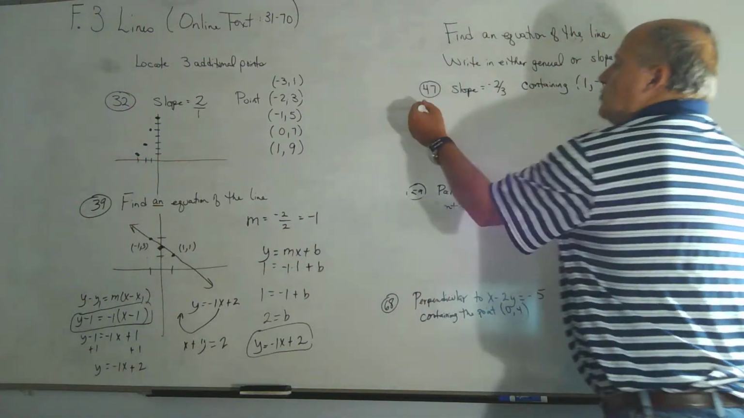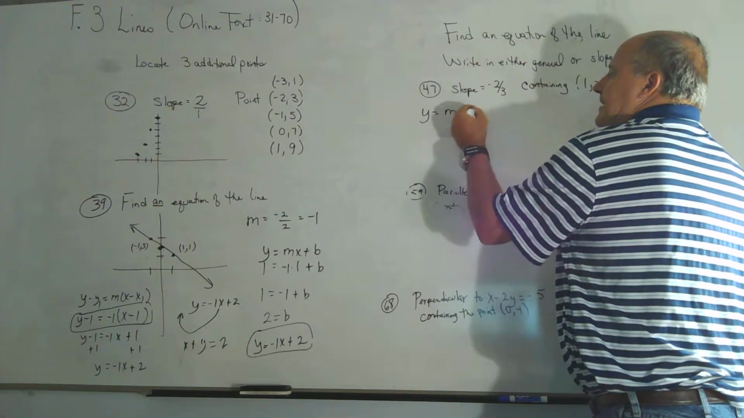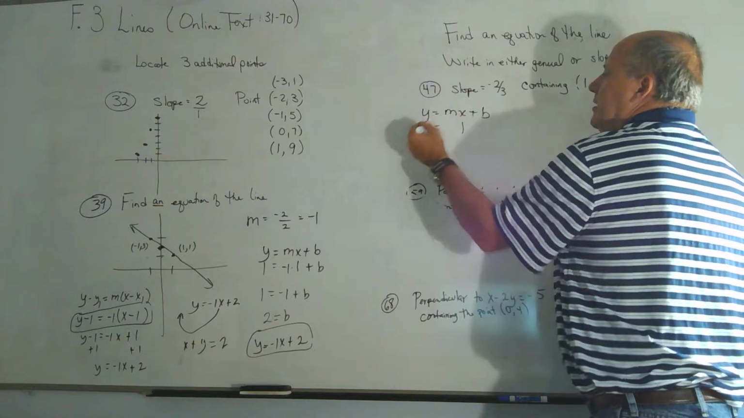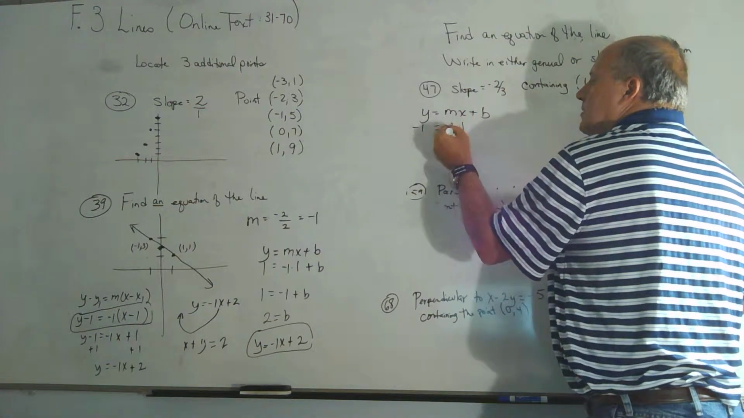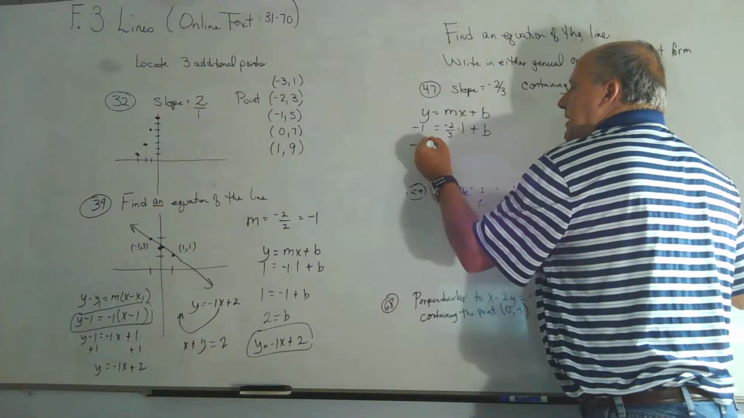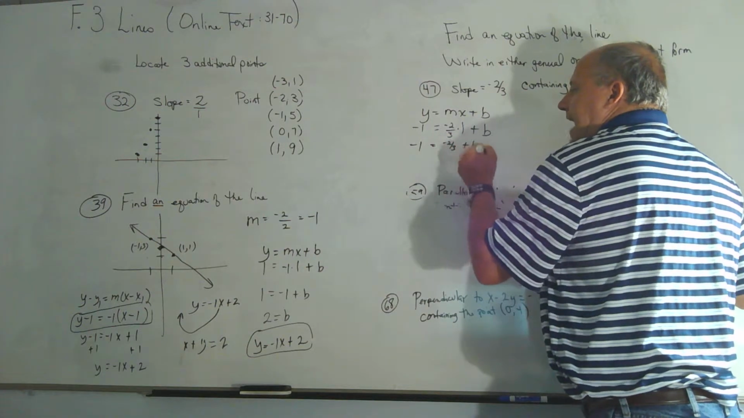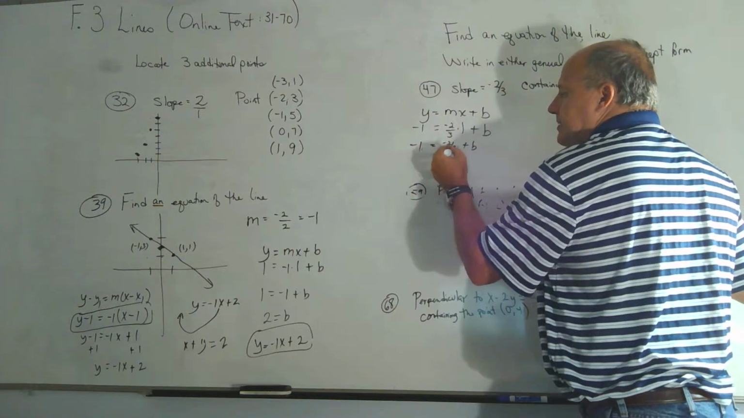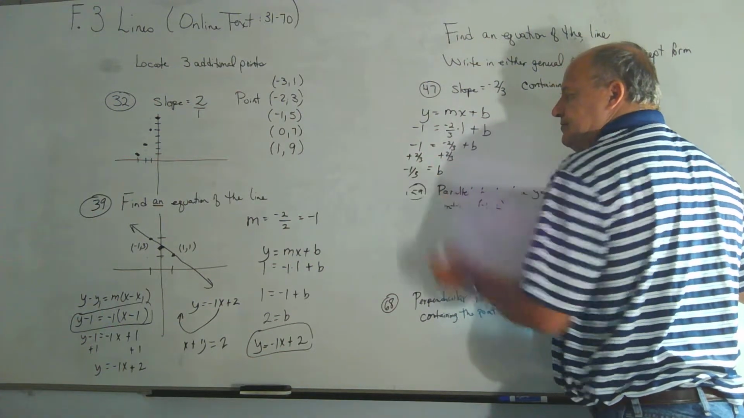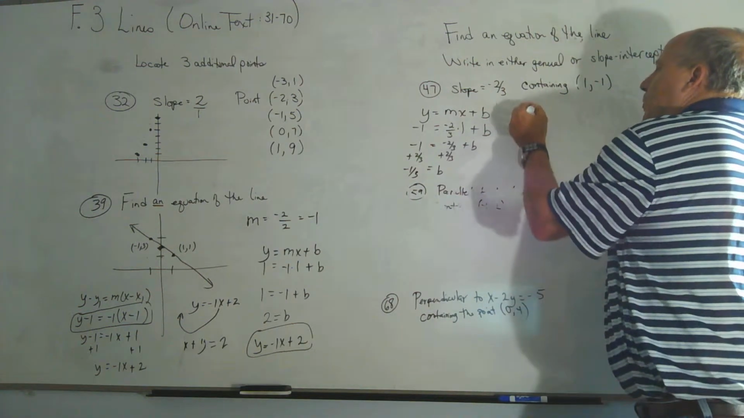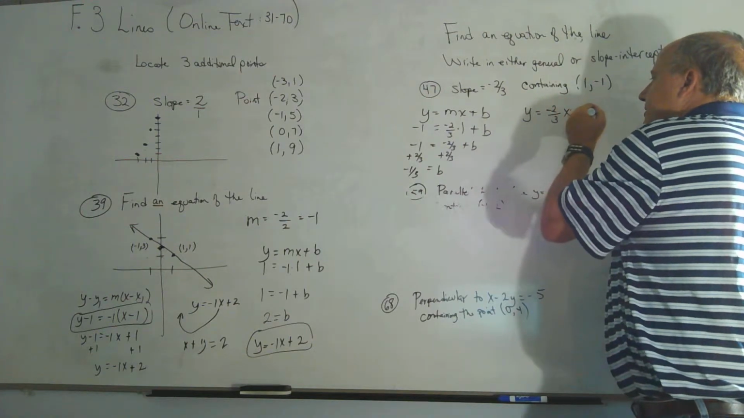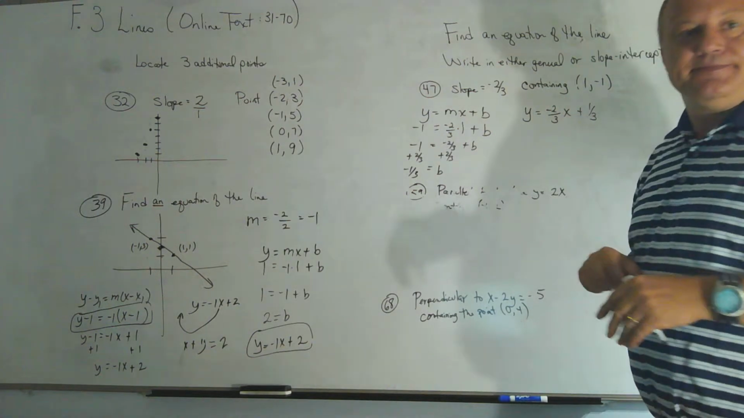So what I'll do is y equals mx plus b. Put the x coordinate in, put the y coordinate in, put the slope in, plus b. And so it'll be negative 1 equals negative 2/3 plus b. Add 2/3 to this side, and you get b equals negative 1/3. Now, you get y equals negative 2/3 x plus b, which is 1/3. And that should be acceptable.